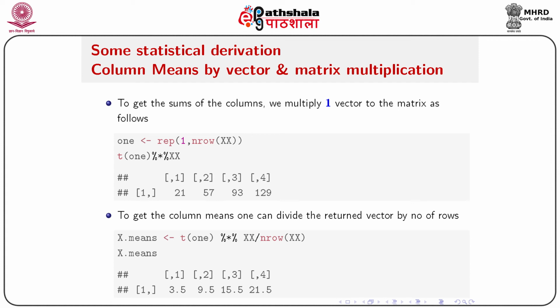To get the column means, one can divide the resulting vector by the number of rows in the following manner. Say x mean equals t of 1, then matrix multiplication with double x, divided by nrow of x. That will give you the column means. Similarly, you can calculate the row means, which you can do on your own.